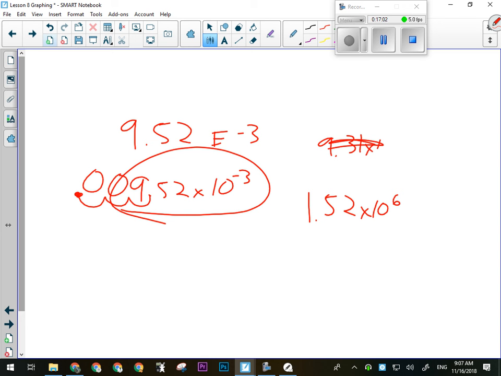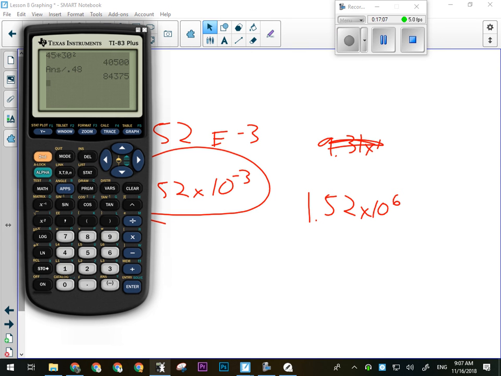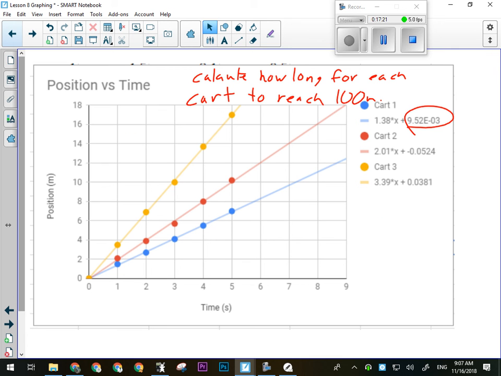To enter that into your calculator, you enter it just like you did for Avogadro's number. So I would go in brackets 9.52, and then I'd hit the second function button, get the E there, -3. Then I've got it in, and I can work with it from there. So that's what scientific notation is.